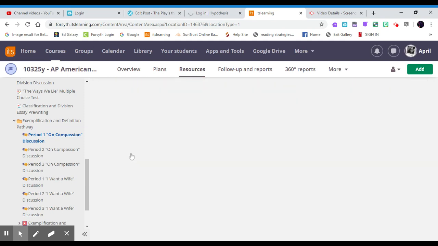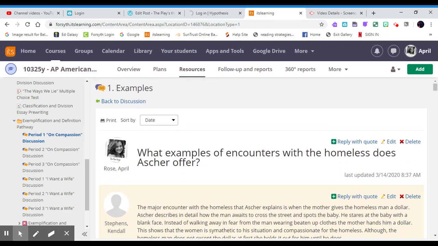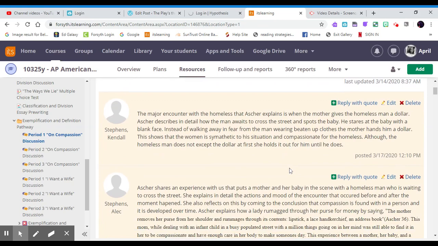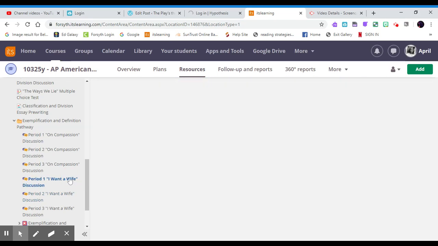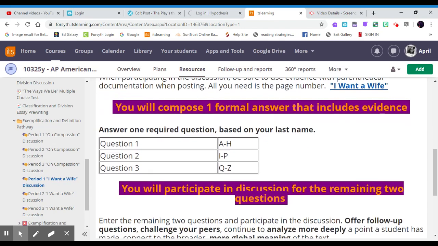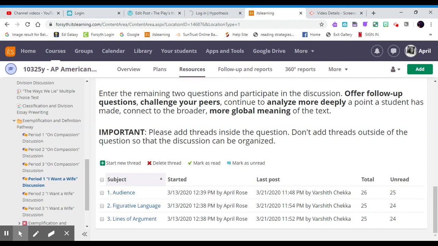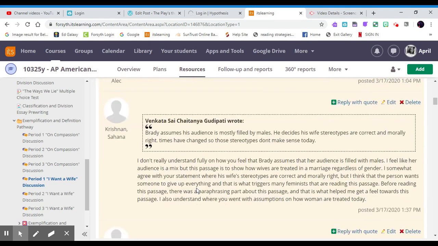And again, I can't say enough about making sure you break up your discussion posts by periods, because otherwise it just becomes kind of a hot mess to engage in. Here's one on the other essay. This one I think had 3 questions that they responded to, and then here are their responses.